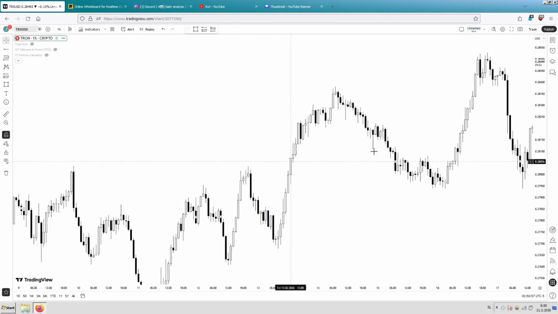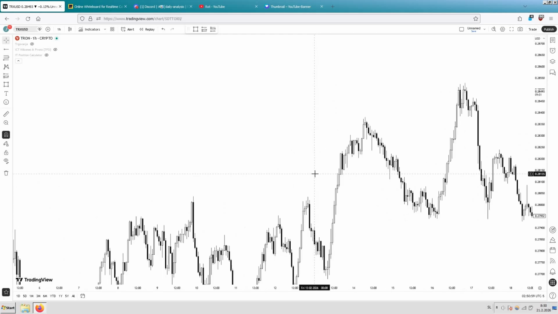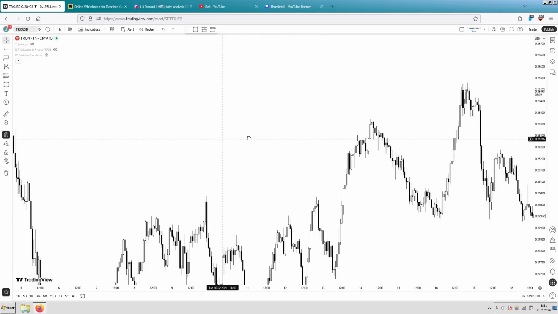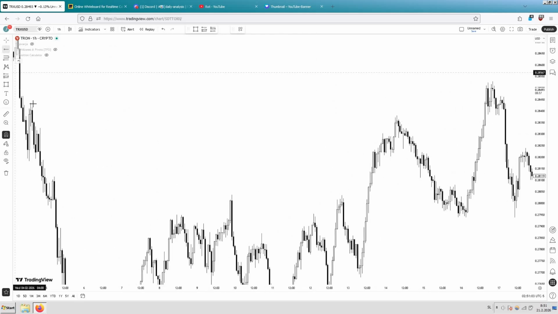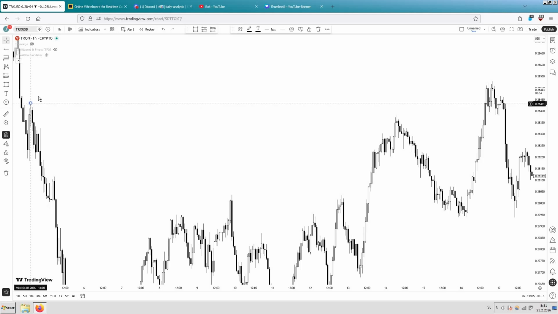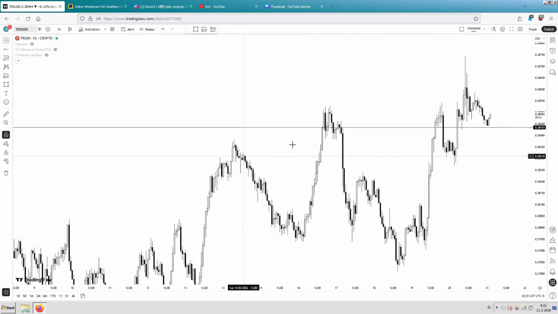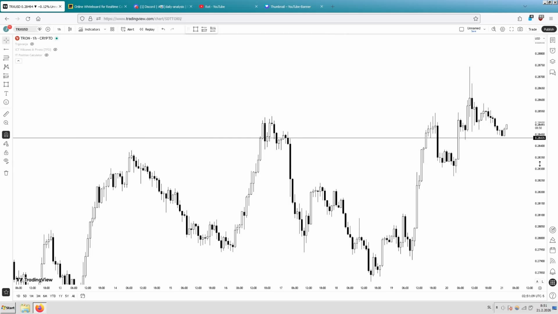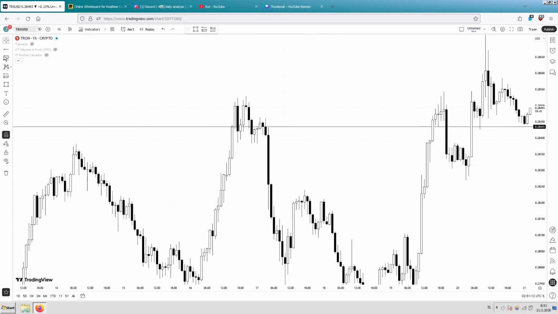So what else do we have? Let's take a look at those sweeps here. What do we have here? We swept one particular high. Where did we break structure? We broke structure here with this massive candle, okay?